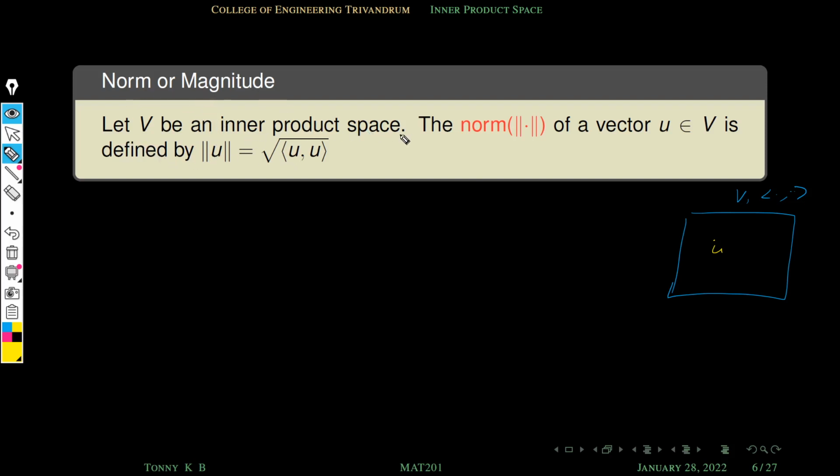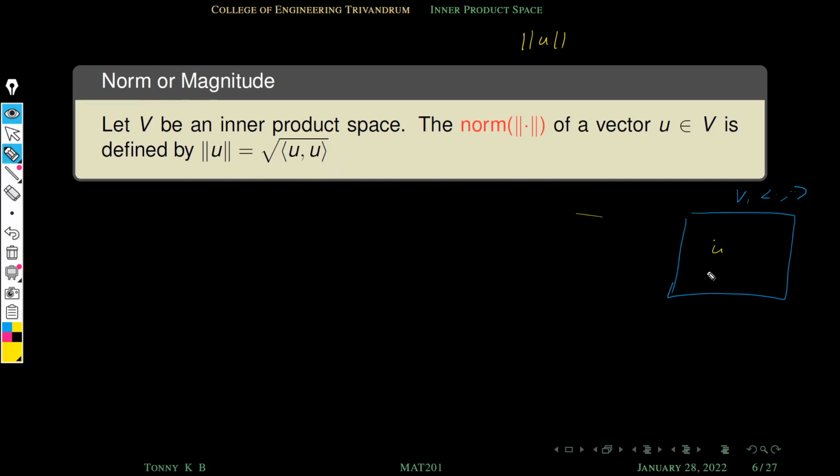Let V be an inner product space, then the norm is denoted using a double vertical line. For example, norm of u. The norm of a vector u belonging to V is defined by norm of u equal to the positive square root of the inner product of u with u.